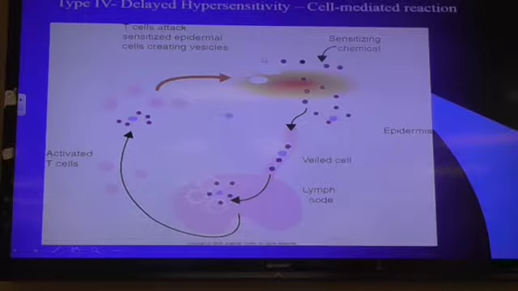And lastly, we'll go on to see type 4, which is also a cell-mediated hypersensitivity. Doesn't involve any antibodies. As you have seen, of the first three, type 1 is IgE antibodies, type 2 and type 3 could be IgG and IgM antibodies. But this one, type 4, also called cell-mediated hypersensitivity, also known as delayed type, because it takes 2 days to develop the hypersensitivity. What exactly is happening?